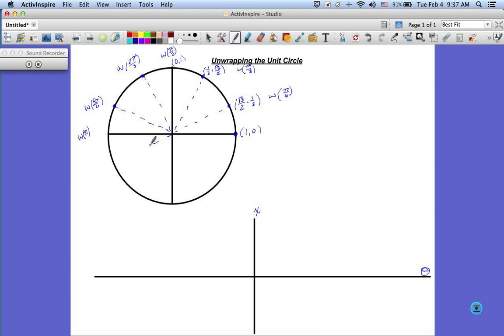7 pi over 6. 8 pi over 6. Right, I'm splitting each of these guys into thirds, because the whole half has to be into sixths. Now 8 pi over 6 reduces to 4 pi over 3. 9 pi over 6 is down here. That reduces to 3 pi over 2. And then 10 pi over 6 reduces to 5 pi over 3. And 11 pi over 6.